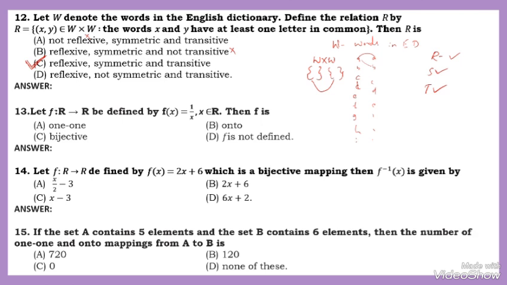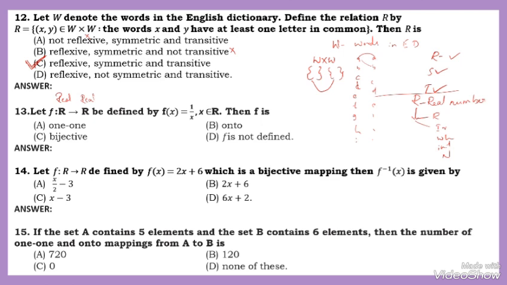Next, let the function be from R to R, meaning real number to real number. Here the real numbers contain all numbers. It may be rational, irrational, whole numbers, integers, even natural numbers also.